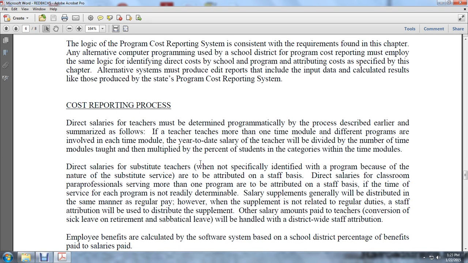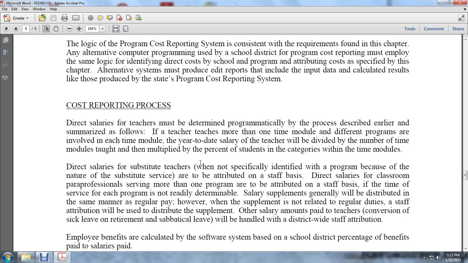The direct salaries for substitute teachers, when not specifically identified with the program because of the nature of the substitute service, are attributed on the staff basis. The direct salaries of the classroom professionals serving more than one program are attributed on the staff basis, at the time of the service of each of the programs, not readily determinable. Salary supplements generally will be distributed in the same manner as the regular pay. However, if the supplement is not related to regular duties, the staff attribution will be used to distribute the premium.